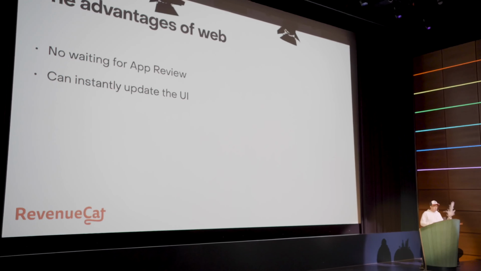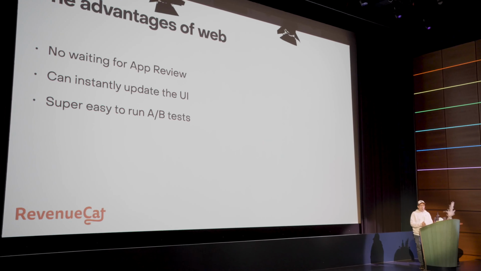Because you have to wait on app review, you can't update your UI instantly. Web developers can literally have a product person ask them to do something, they can push that change out into production and everybody has it immediately. And this, importantly, if you work at a larger company, makes it so much easier to do A/B testing.